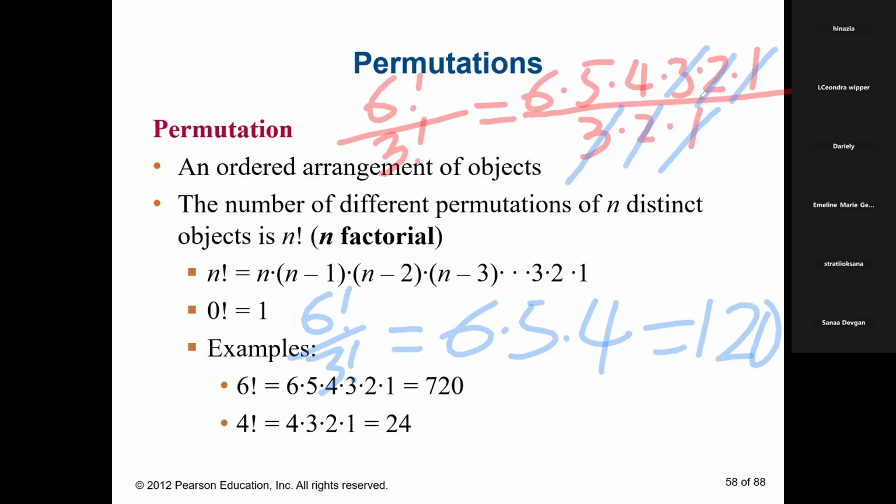Got it? Now, another way you can do that, if you have 6 factorial over 3 factorial, you don't have to go all the way down to 1. You can stop.